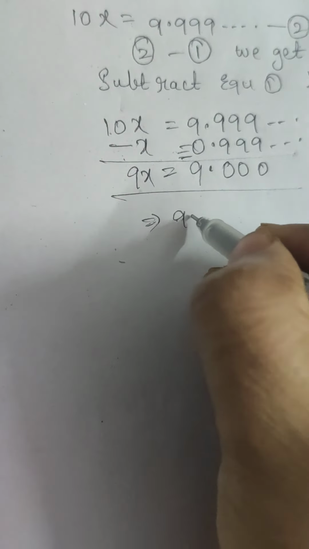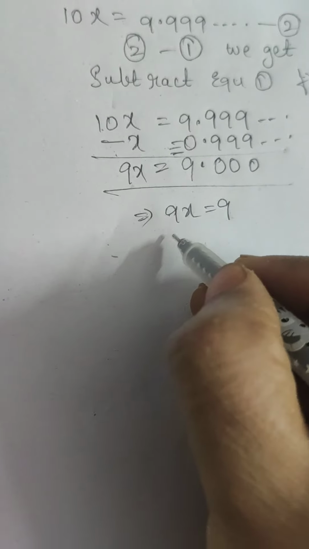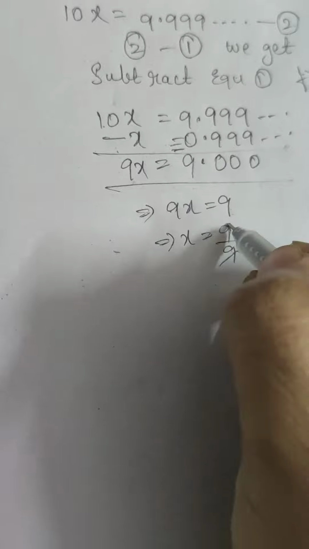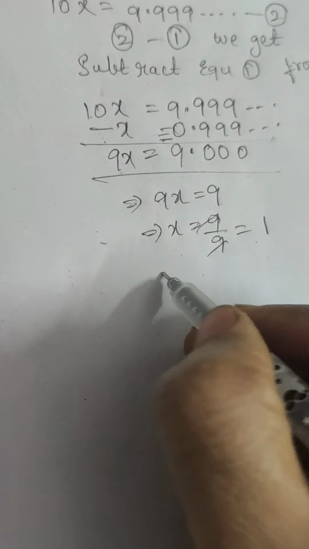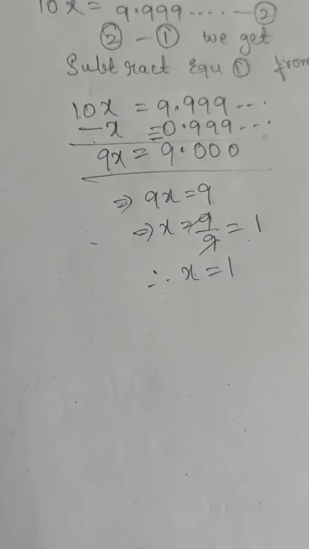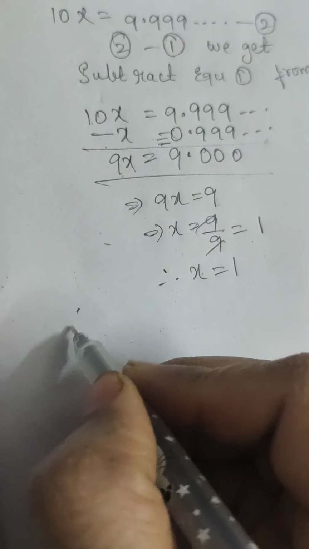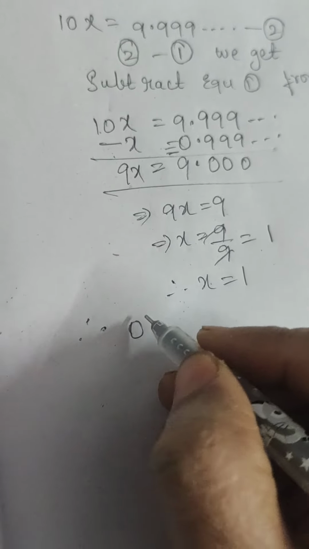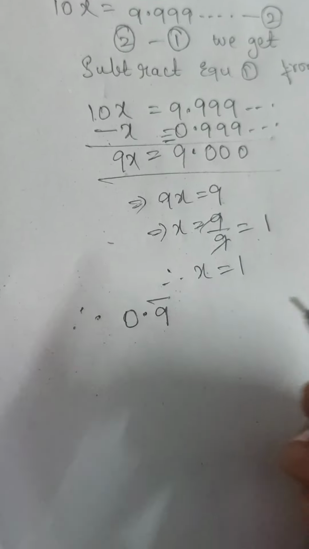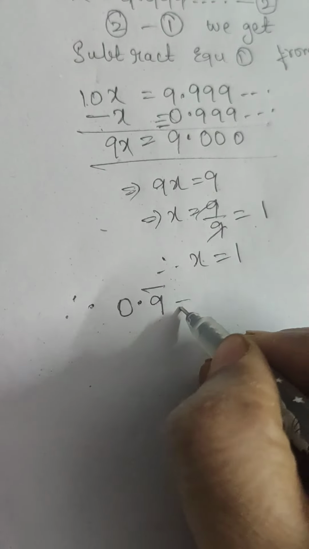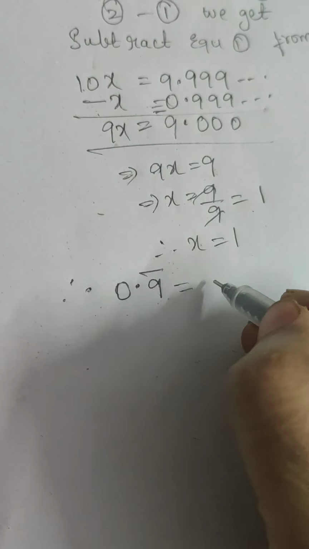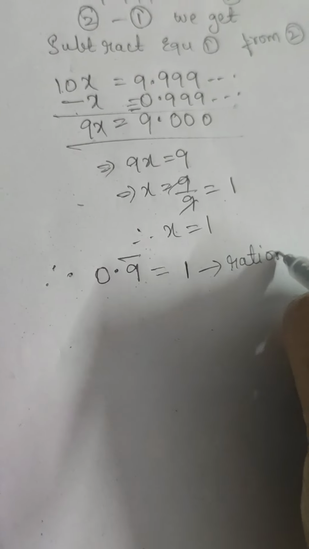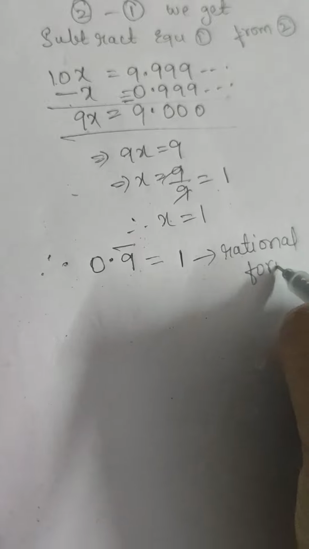This implies 9x is equal to 9. This implies x is equal to 9 by 9. If we cancel, we get the value 1. Therefore, x is equal to 1. Therefore, the non-terminating decimal 0.9 bar is equal to 1. This is the rational form.